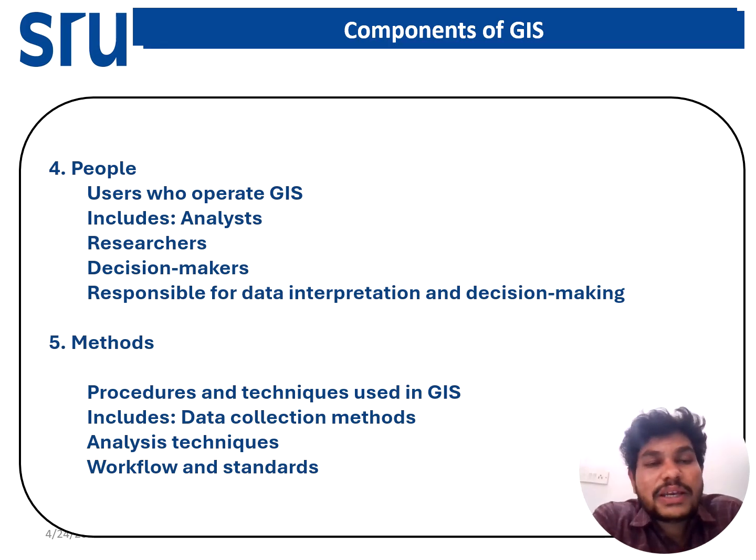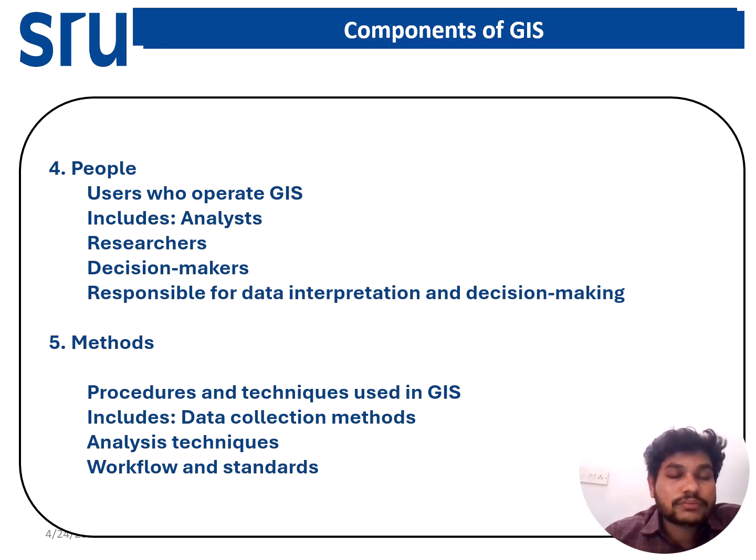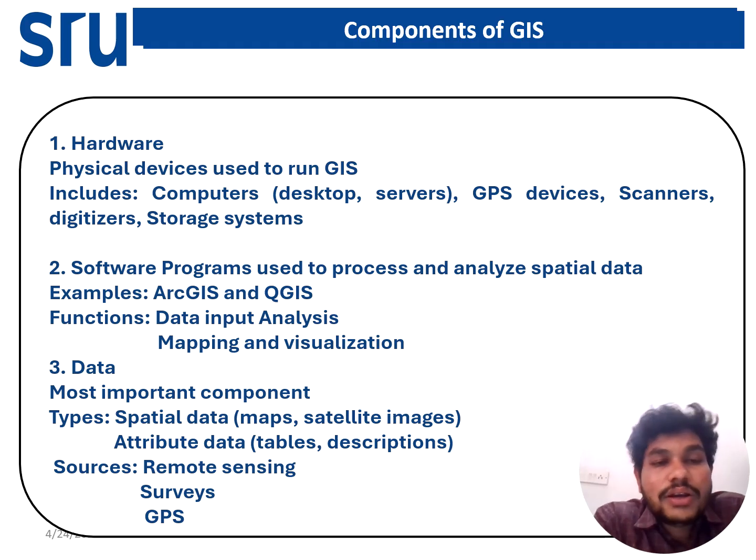What are the components of GIS? First is the hardware, a physical device which is used to run the GIS software. There will be computers, GPS devices we can add, scanner, digitizer and storage systems. Then software programs, which are used to analyze the data, like ArcGIS and QGIS, used for mapping and visualization analysis of data. Then the third component is data, the most important component. We have two types of data: spatial data and attribute data. Spatial data is like maps and images, and attribute data is like tables.